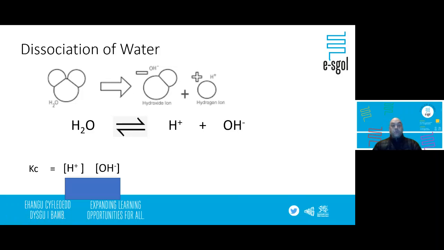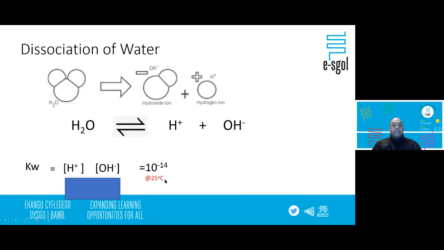They ignore the water. And the reason for that is the equilibrium is so far over this side that even if I was to change this by a factor of 10, this hardly changes at all. So it's just treated as a constant. So typically we don't write it like that. We write it as what's called Kw. And this is a very, very important expression for us. And so is this value here. In fact, it's quoted in your data book, Kw.